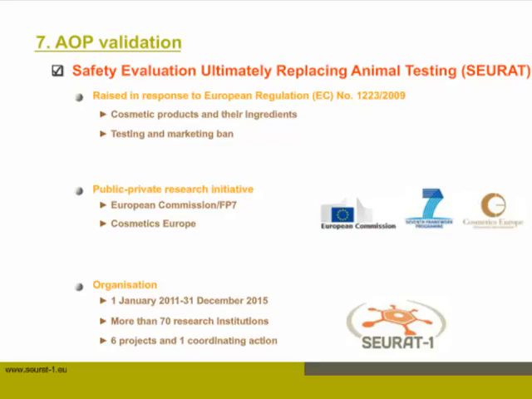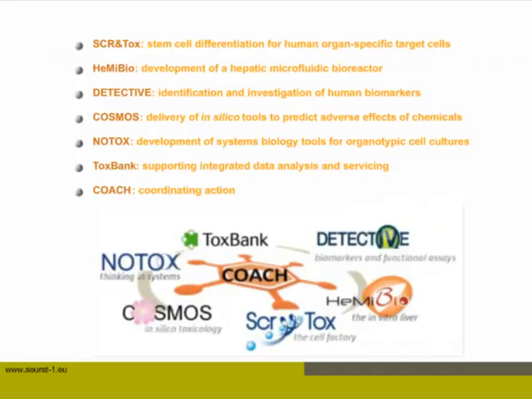SEURAT was a joint initiative between the European Commission on the one hand and Cosmetics Europe on the other hand. It was a project that was initiated in 2011 and set to run over a 5-year period, so it's completed now. More than 70 research institutions were involved, and it consisted basically of 6 projects and 1 coordinating action, and maybe this is better illustrated here on the next slide.